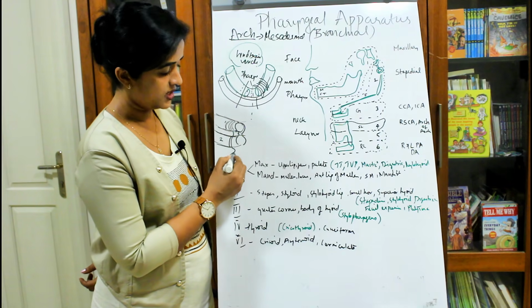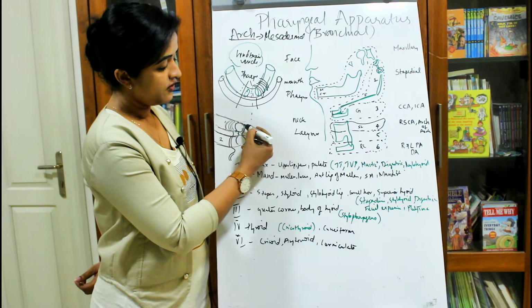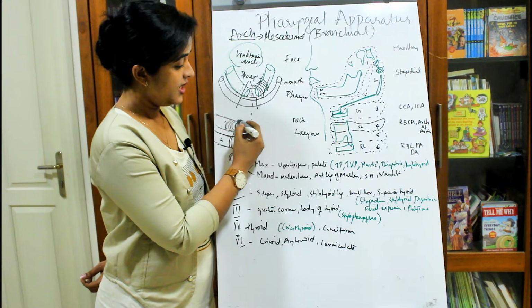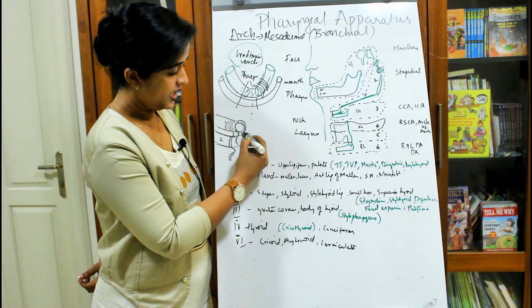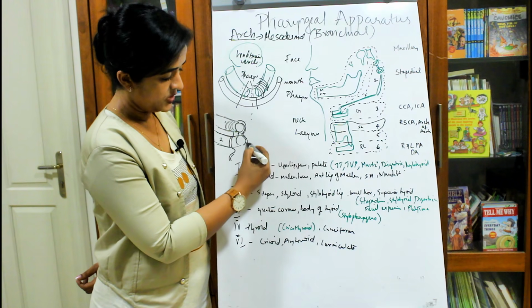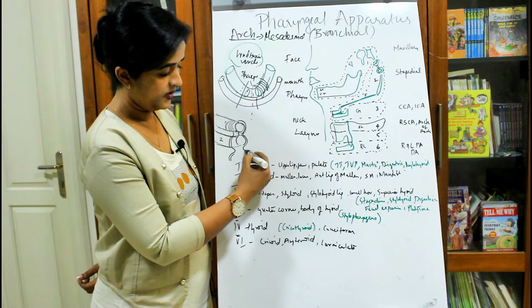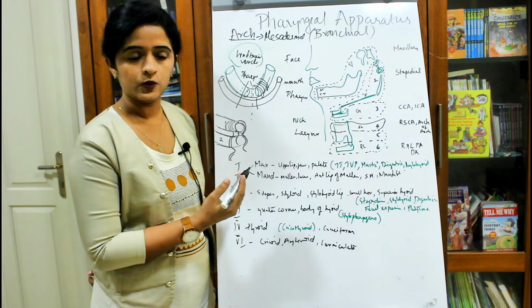Again it covers the next arch, like that it goes. And from the inner aspect, you have the endoderm. So the endoderm will be covering the inner aspect. It will be dipping into the groove. Again it will cover the next arch. It will be again dipping into the groove. Like that this will go.